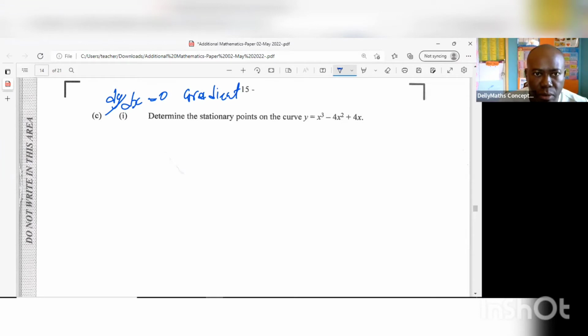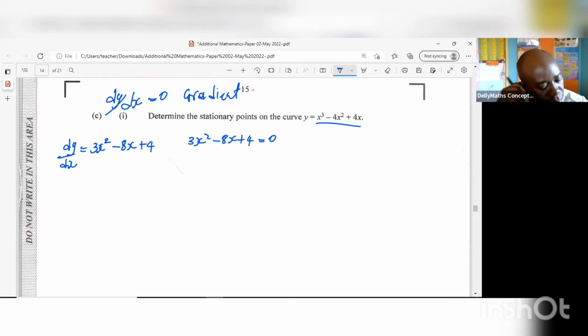So here's the deal. Let's go for the gradient function. So getting the gradient function, dy dx is going to equal, we're working with this, so we're looking at 3x squared minus 8x plus 4. All right, so this is my gradient function. And when the graph is stationary, this function is equal to 0. So we're saying 3x squared minus 8x plus 4 is equal to 0. So we are stationary when this is equal to 0.